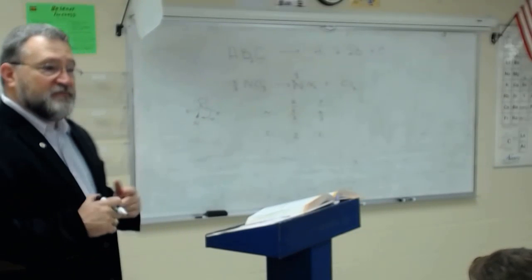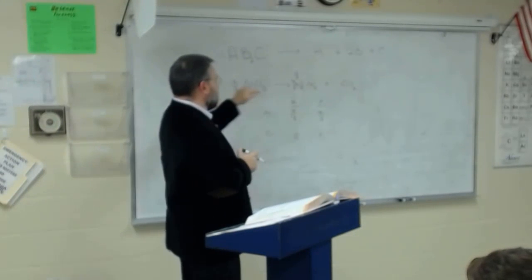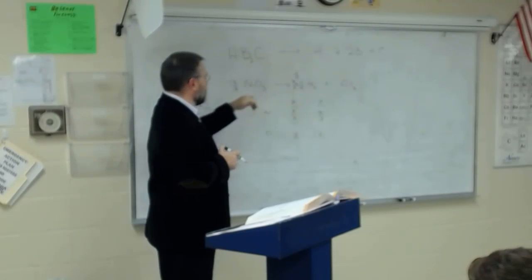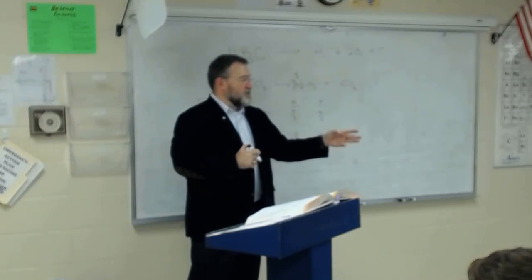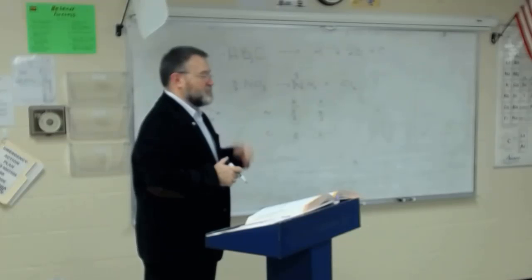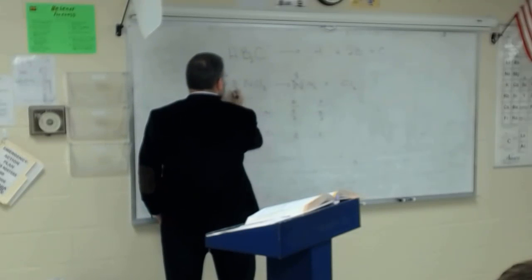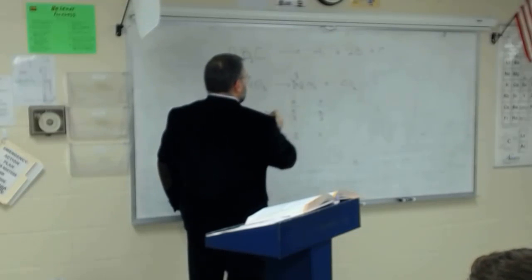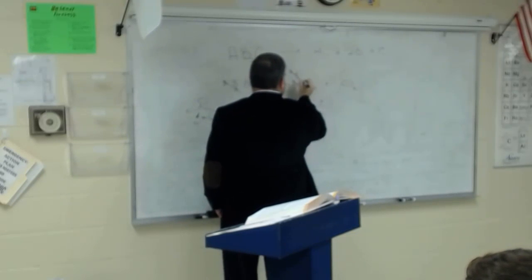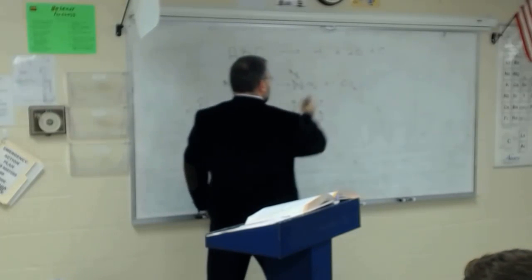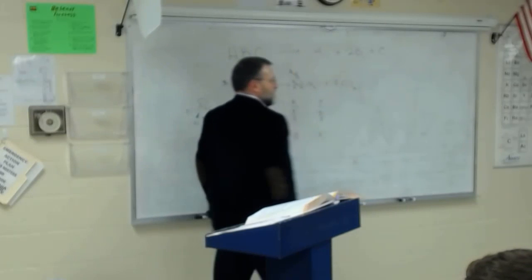I get rid of the coefficient because I've got common denominators by multiplying by the denominator. In this case, the denominator is 3. Let me multiply across by 3. If I multiply this by 3, I get 2. If I multiply this by 3, I get 1. If I multiply this by 3, I get 3.